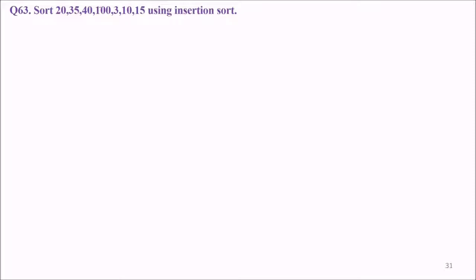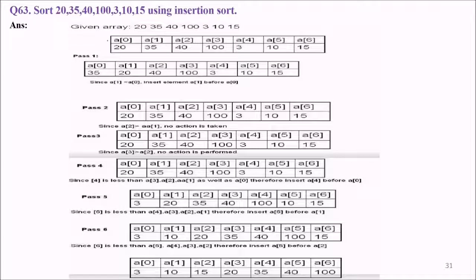So let us see with an example. We use insertion sort here. This is the array: 20, 35, 40, 100, 3, 10, 15. We will place them in an array. So A0 will be 20, A1 will be 35, A2 will be 40, A3 will be 100, A4 will be 3, A5 will be 10, and A6 will be 15.